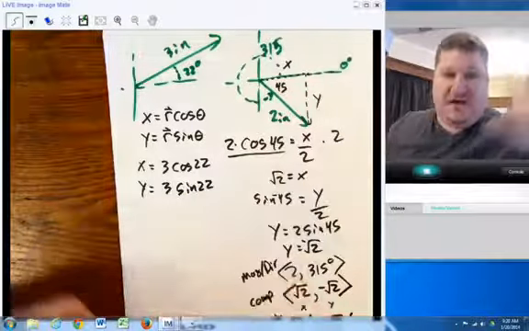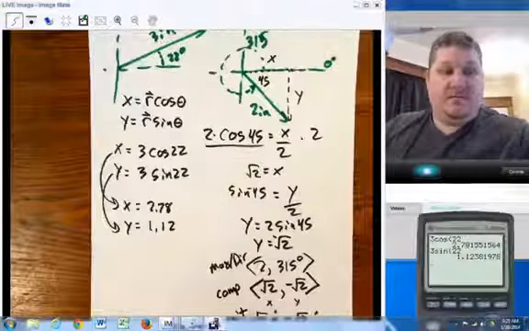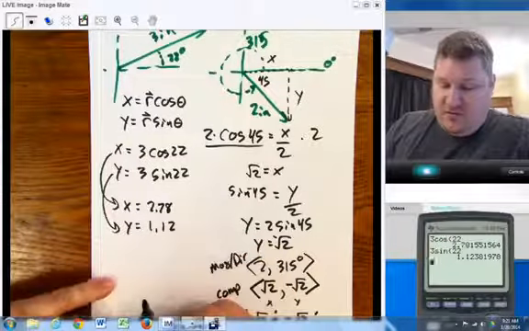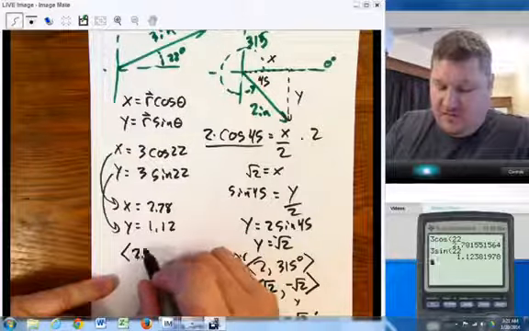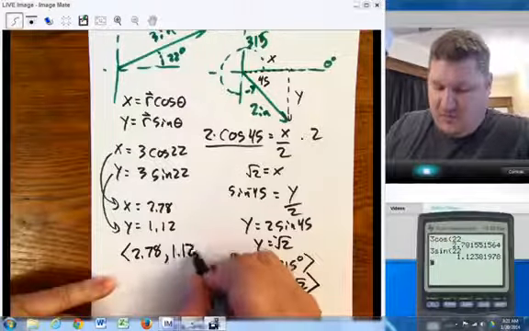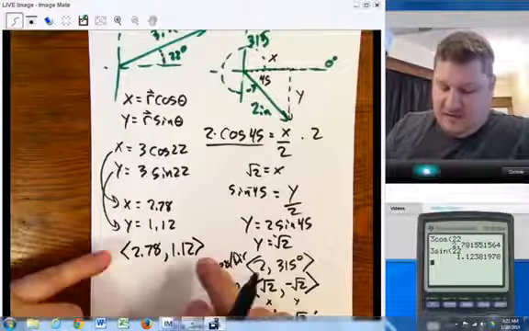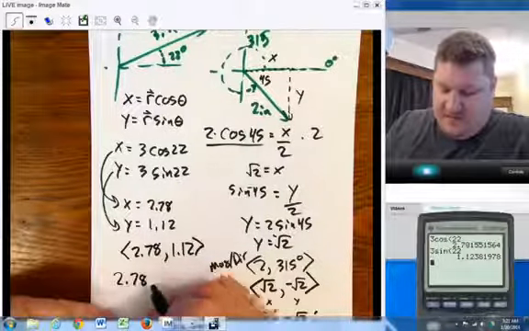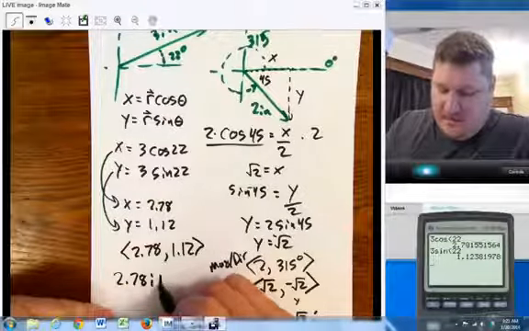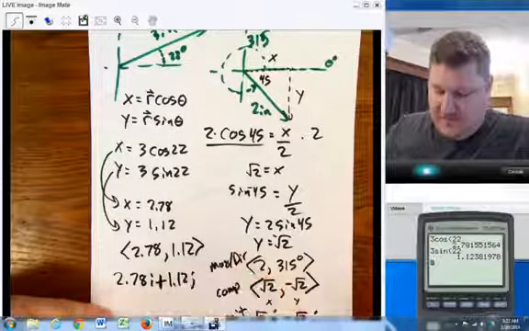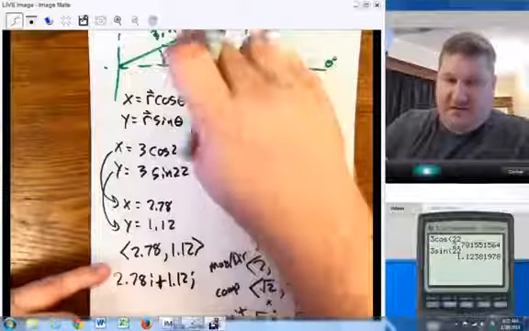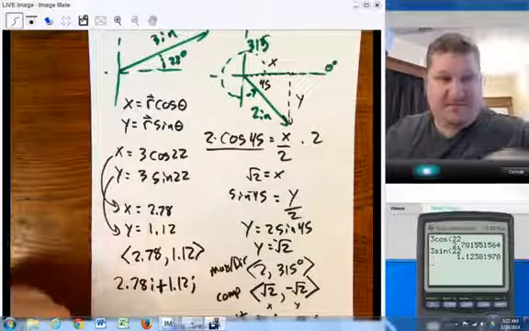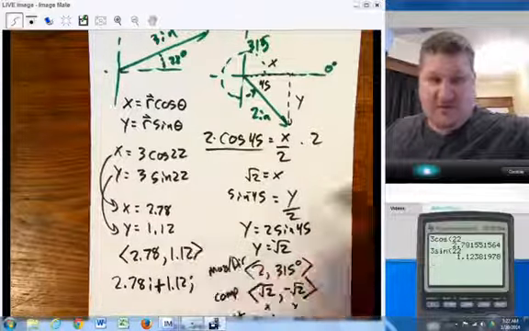And we plug those into a calculator to find that x equals 2.78, y equals 1.12, so I can write it in terms of 2.78 comma 1.12, again with the arrows indicating vector, not point. And we could also say 2.78i plus 1.12j. So we have magnitude direction form, we have component form, and we have ij form. We'll talk a little bit more about how to use these forms in the next section.